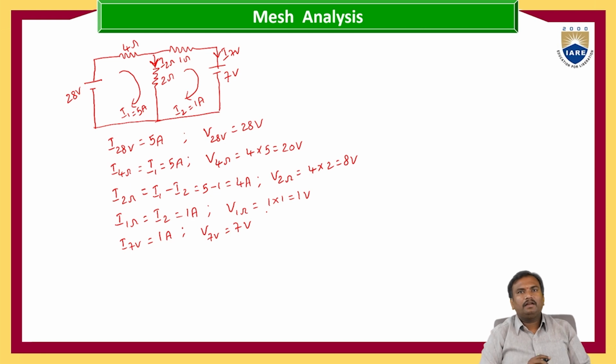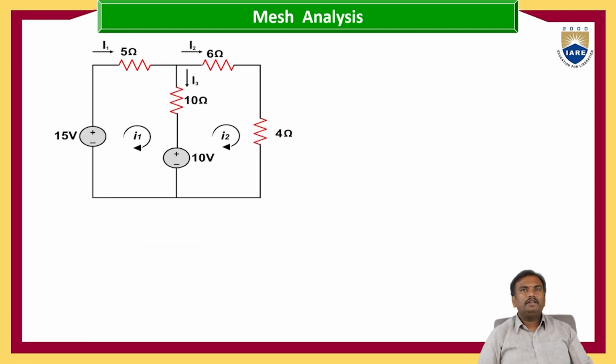These are the current and voltage values across each and every resistor or each and every element in the given circuit. This is the way we can easily calculate by using mesh analysis. Now we'll go with another circuit, with different combinations of resistors and voltages, and see how we are going to calculate the loop currents. Let us see.